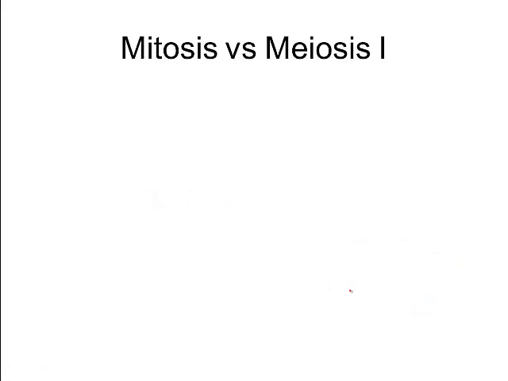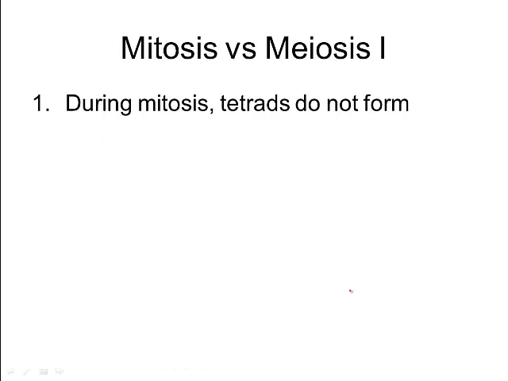Now we're going to pause here for a minute, and we're going to do a quick comparison of mitosis and meiosis 1. So remember, during mitosis, the tetrads do not form. We don't do this little crossing over business that happens. That's important because we want all of our cells to become identical at the end of mitosis. And if this crossing over happened, then they wouldn't be identical to each other anymore.